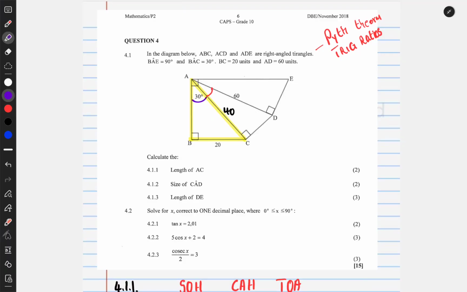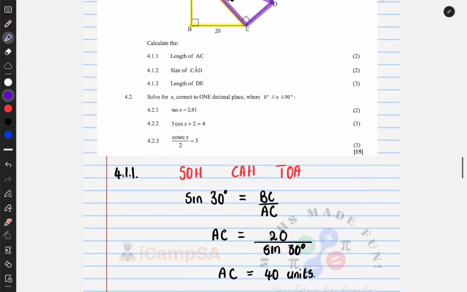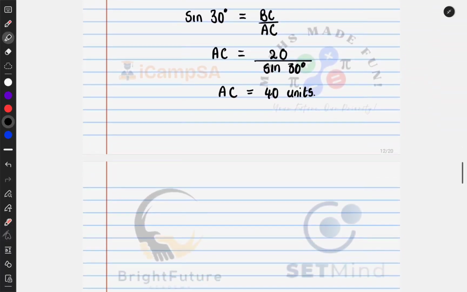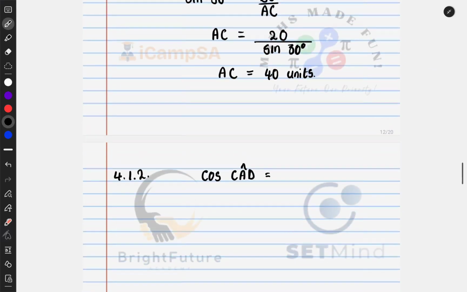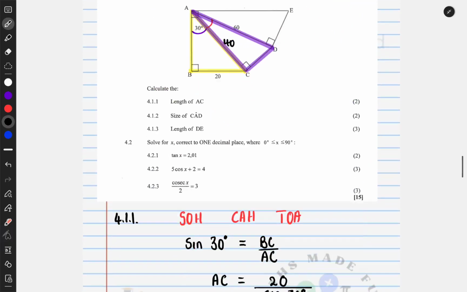And remember that we are now focusing on this triangle, to find the size of CAD. Okay, so for 4.1.2, we have determined that we are dealing with the adjacent side and the hypotenuse side. Therefore, we're going to use the cosine to calculate the angle. Cos CAD is equal to the adjacent side. What is the adjacent side? It is AC over the hypotenuse side, which is AD.